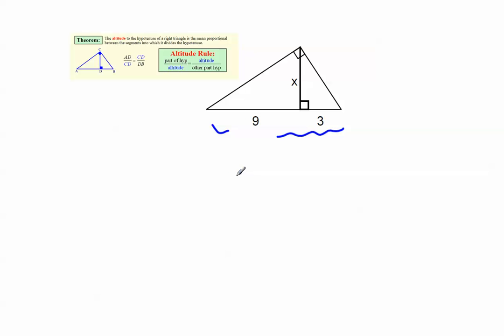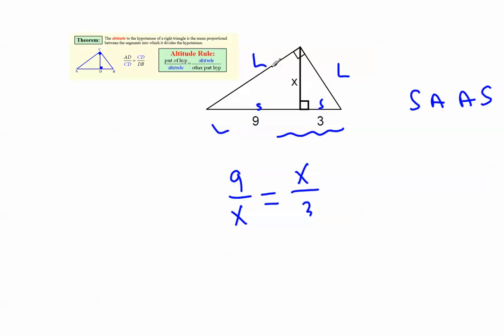So I'm going to have part of the hypotenuse over my altitude is equal to my altitude over the other part of the hypotenuse. Some people call this side altitude, side. When you go look on the websites, you're going to see some of this. And basically we're calling this side. Remember, these are my legs over here. So side and side of the hypotenuse, okay? And here's my altitude.